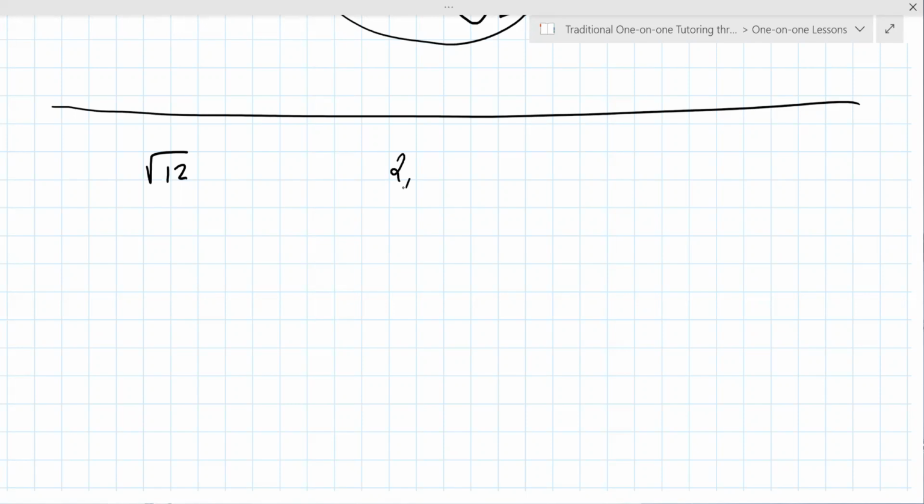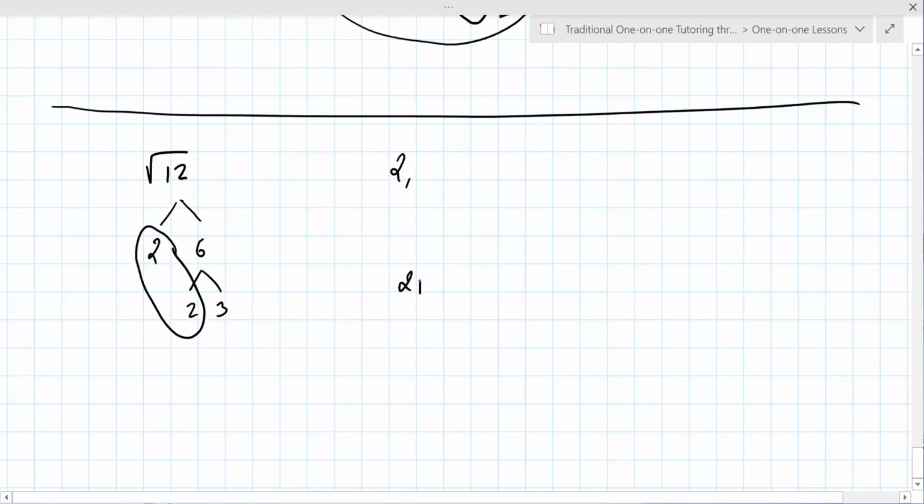How are you doing on this one? I got 2 square root 3. That sounds perfect. So for each pair, you bring one out, 2 square root 3. Good. Okay.